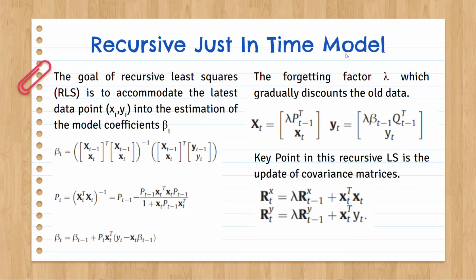Recursive just-in-time model. The goal of recursive least squares algorithm is to accommodate the latest data point to estimate the model coefficients beta t. In this model, we are using a forgetting factor which gradually discounts the old data. The key point in this recursive least squares is the update of covariance matrix.